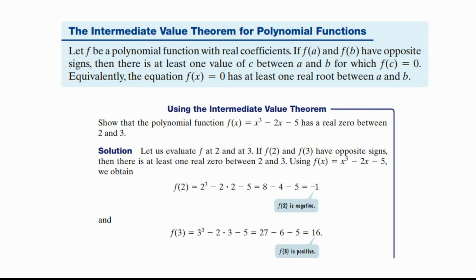So what the intermediate value theorem simply says is that if f of a and f of b have opposite signs, that is, if one is negative and the other is positive, or if one is positive and the other is negative, then there is at least one value that we call c between a and b such that f of c is equal to 0. All they're saying is this.